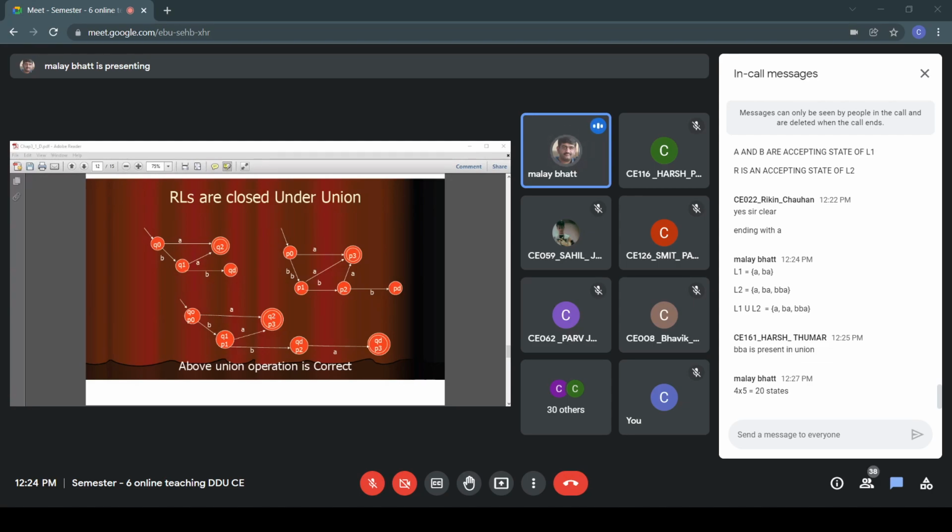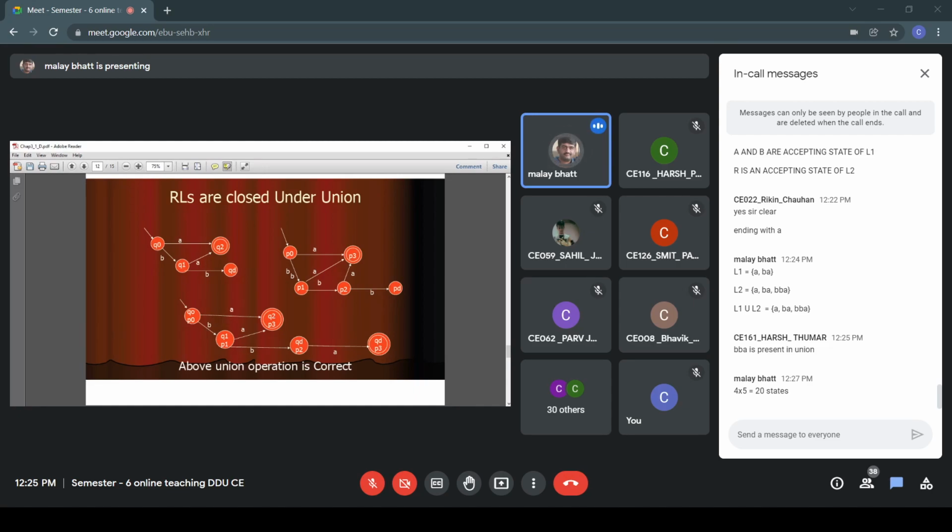And you can see which are the accepting states. If any one of the states is an accepting state, it is the accepting state for the union operation. So Q2, P3 is an accepting state. Similarly, Q0-P3, because P3 is an accepting state and Q0 is a non-accepting state, but it is the accepting state for the union operation. While Q0-P2 is not an accepting state, Q1, P1 has no accepting state present in it, and Q0, P0 has no accepting state present in it.